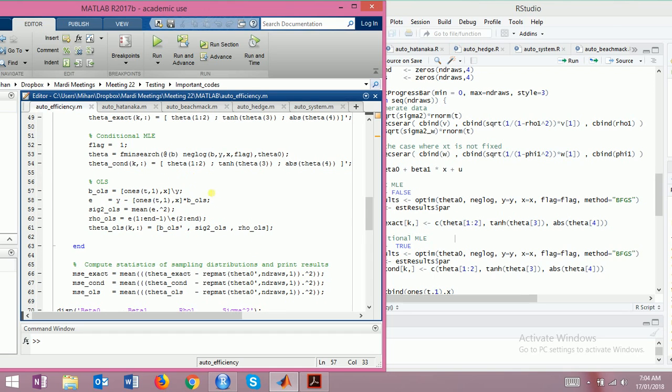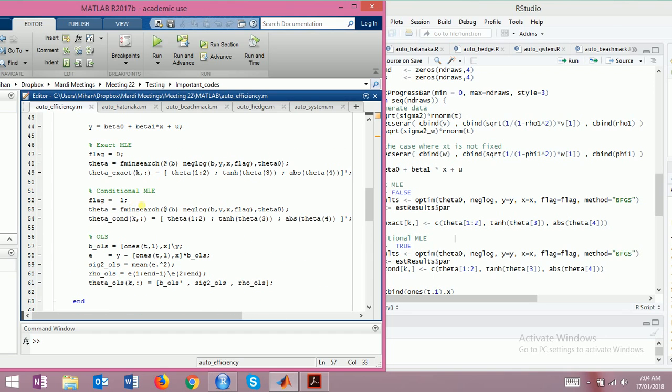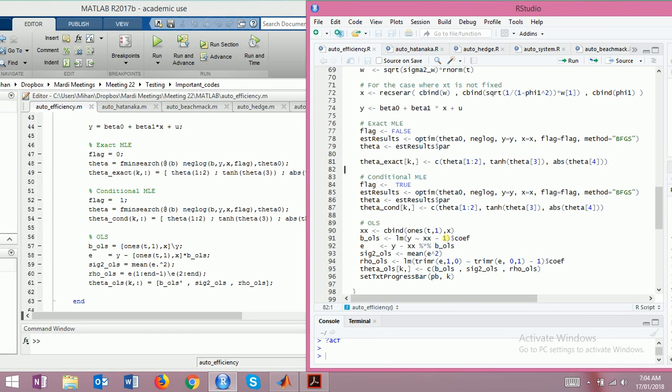OLS, this is conditional. For maximum likelihood we raise the flag now. That's all. Everything else remains the same. Nothing else changes. We just raise the flag. In both cases, we are still estimating variance.